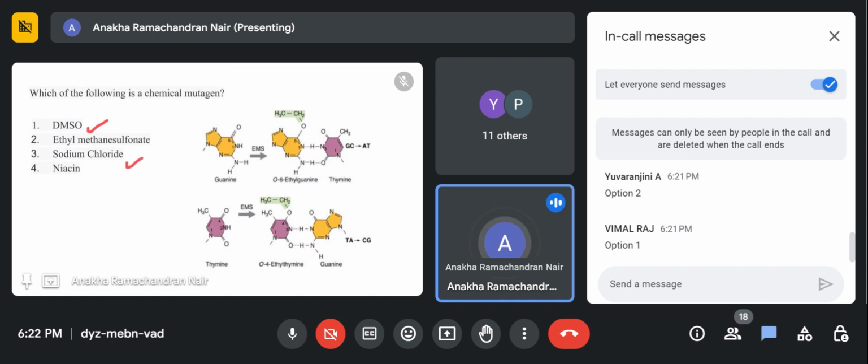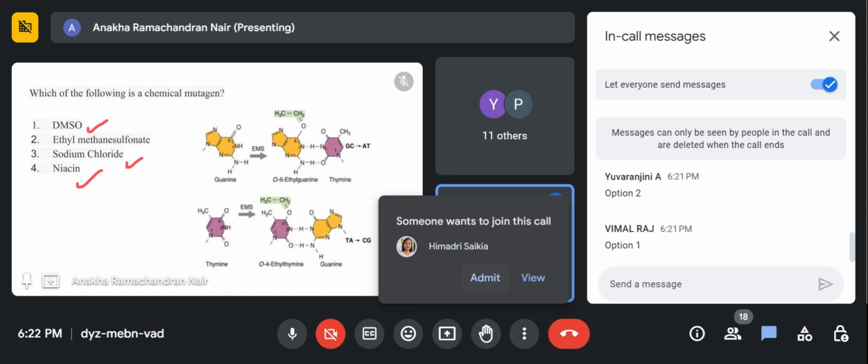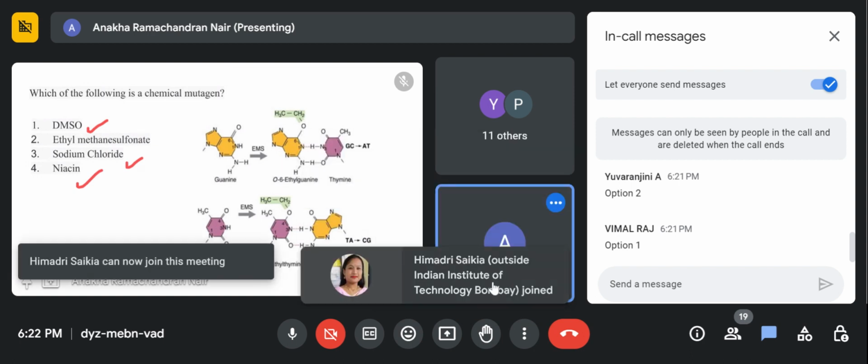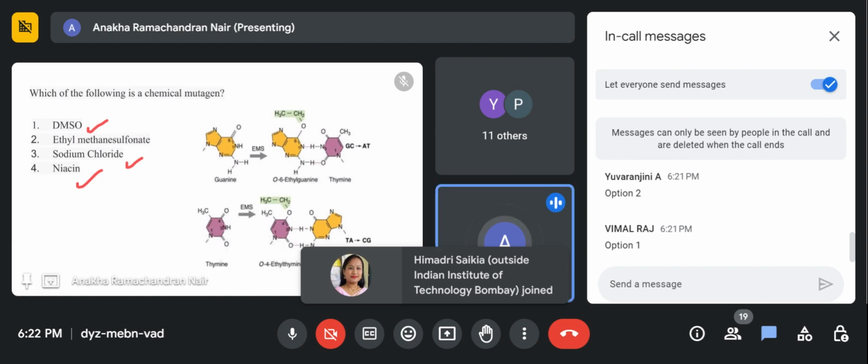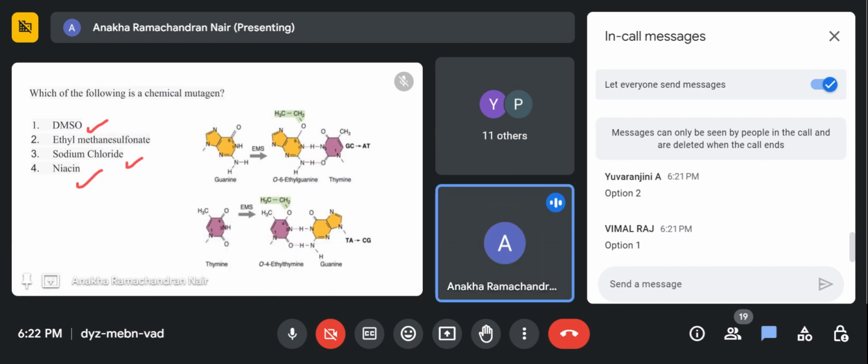Sodium chloride is just salt. That is also not a chemical mutagen. Does anyone know what niacin is? Yes, it is vitamin B3. Niacin is a vitamin, so that is also not the correct answer.